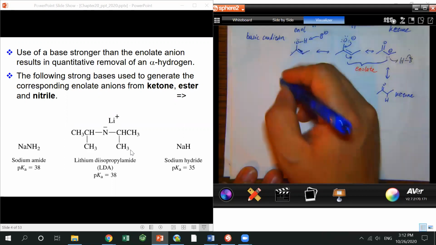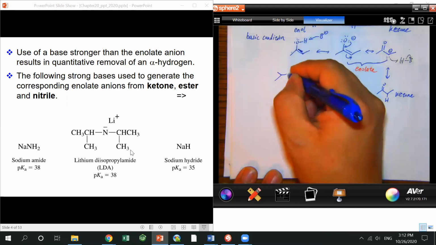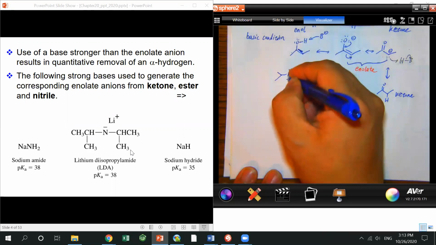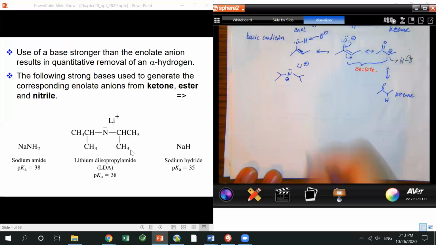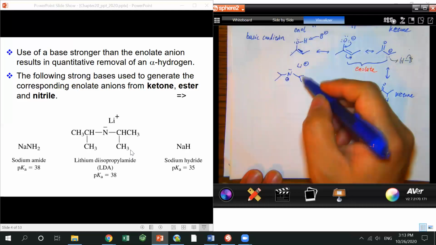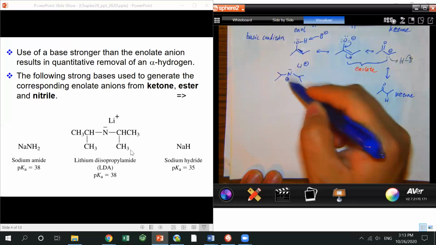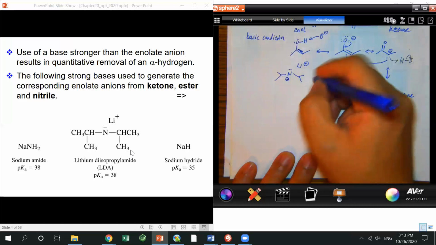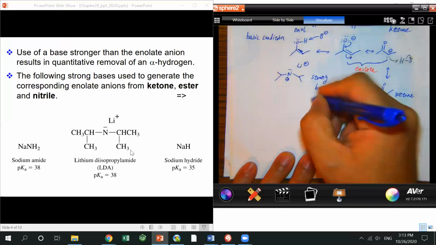We will talk about LDA in a future class. Lithium is just the counter ion. This one has pretty bulky substituent groups around the nitrogen, so it only works as a strong base but a weak nucleophile.